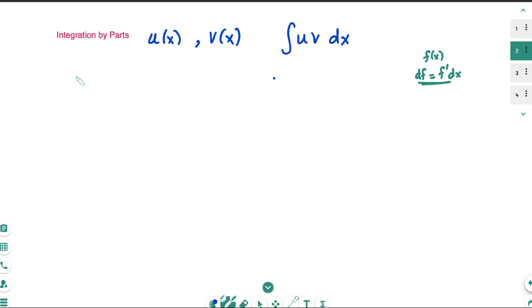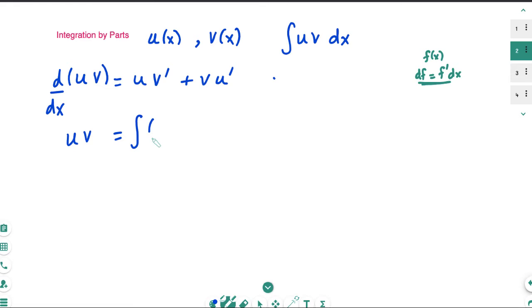So let's consider this product of u and v and differentiate it. We know the product rule of differentiation, so this would be u v prime plus v u prime. Let's integrate both sides. When we integrate, the left hand side just leaves us with the product, and the right hand side is the integral of u v prime plus v u prime. Because of the addition property of integration, we can split it into two integrals, the integral of u v prime dx plus the integral of v u prime dx.